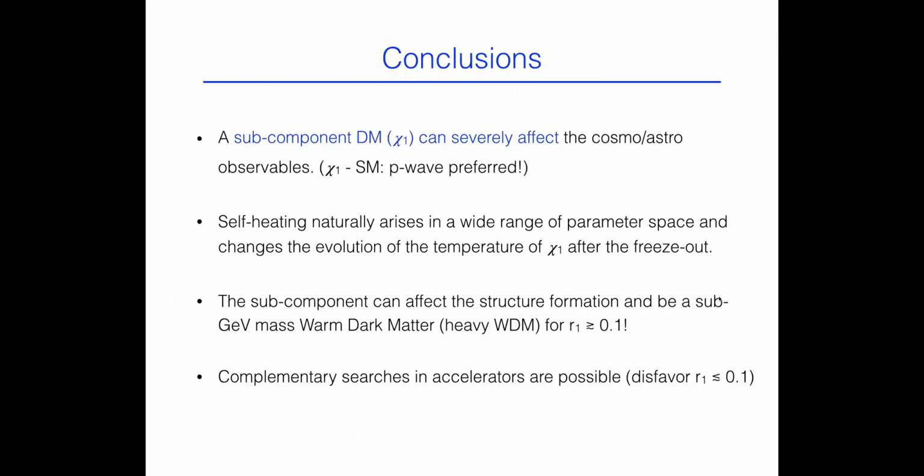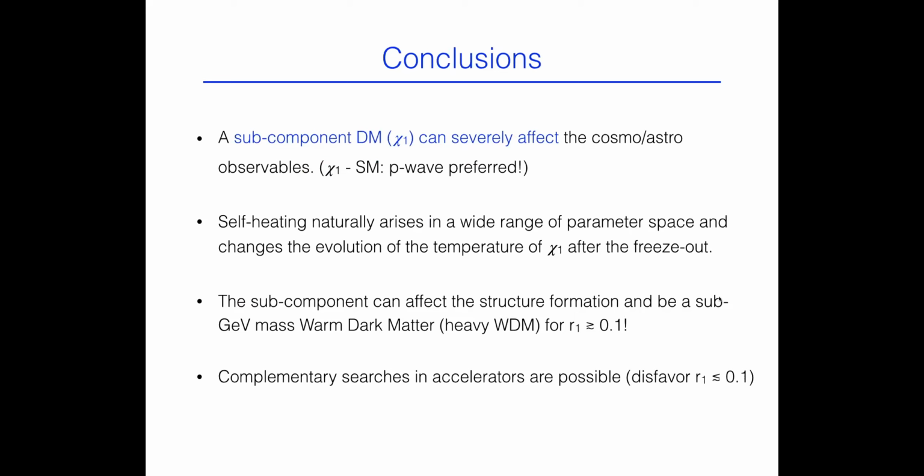So here are my conclusions. A subdominant component of dark matter can severely affect the cosmological and astrophysical observables, which is not expected in conventional scenarios. And for the light dark matter interaction between the standard model and the dark sector, the P-wave is preferred.